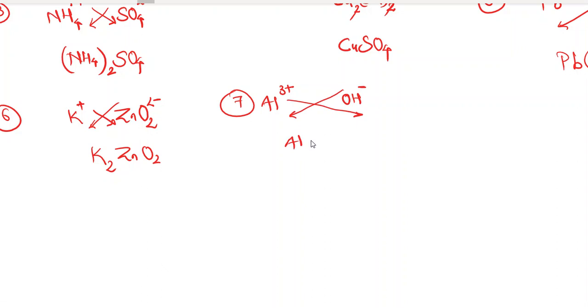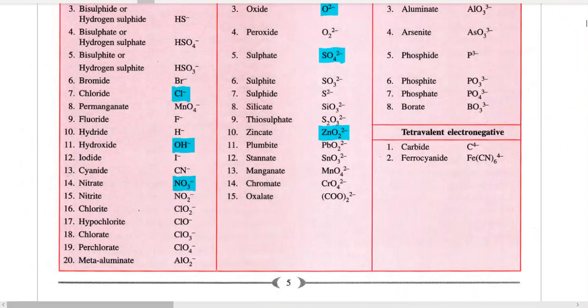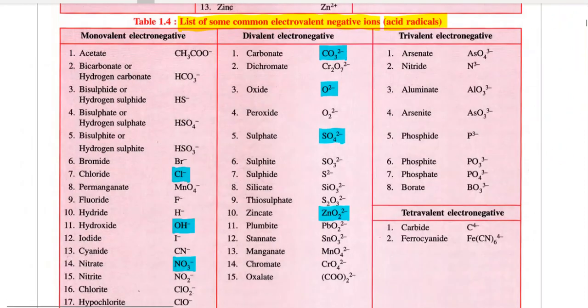Al, we don't write 1, okay, so we'll directly write OH in the bracket because it's a radical, thrice. Al(OH)3. So here, why the bracket? Because the combined number of atoms of oxygen and hydrogen has become 3. Oxygen is also 3, hydrogen is also 3. So Al(OH)3, aluminium hydroxide. Correct? So putting brackets whenever radicals are considered is very, very important.